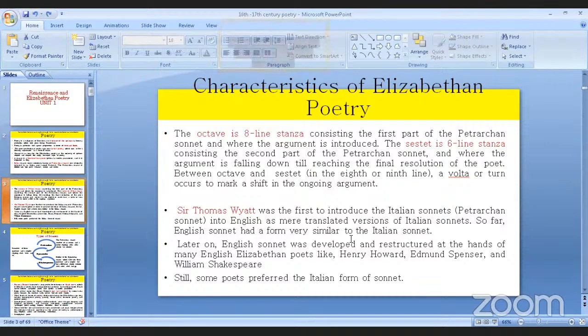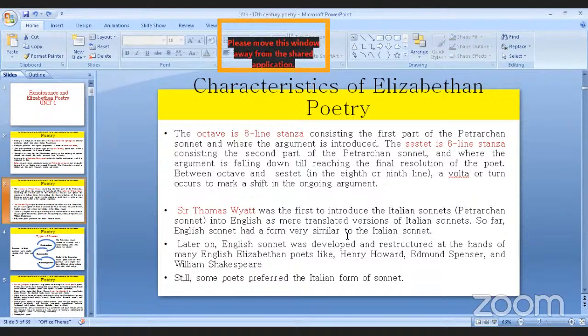Well, what is an octave of a sonnet? And why am I talking about the sonnet? Because that was the form of poetry which we could see, and that was quite popular. Most of the poets have taken up this form of poetry. So that's why we are looking into this sonnet. So octave, what does it mean?